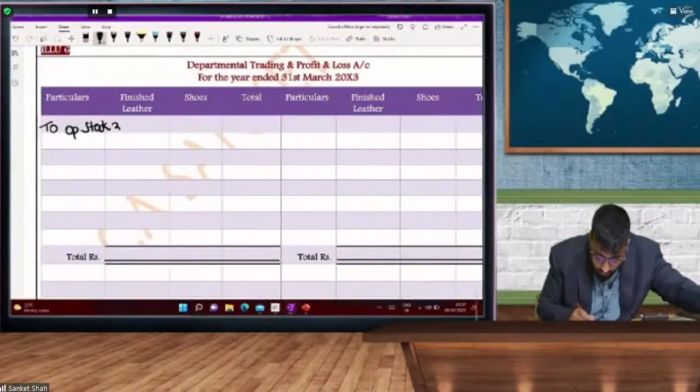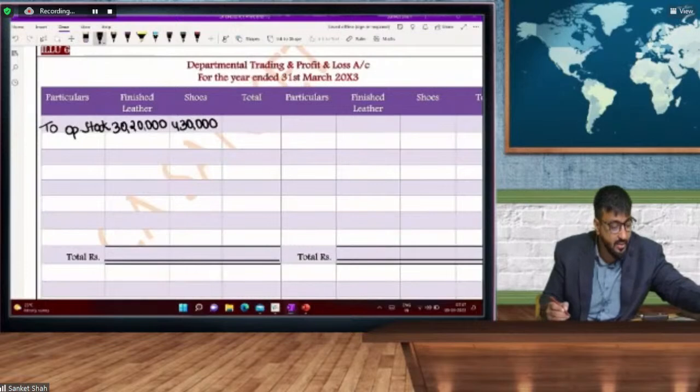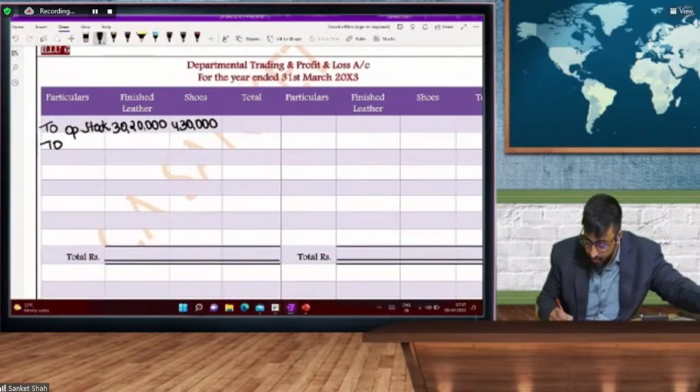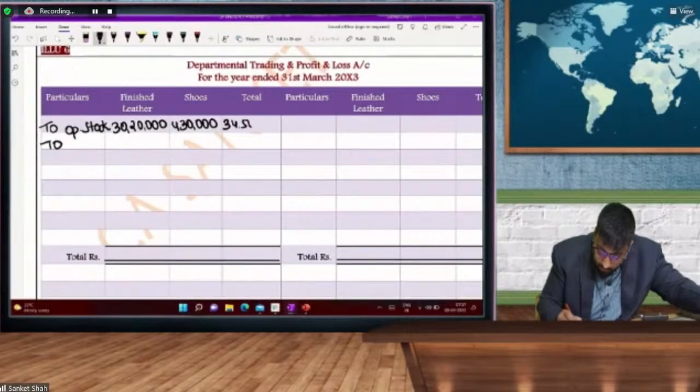To opening stock, don't write it, beta. Okay, yes Pratham ji, what is opening stock? 30 lakh 20,000, and what about 4 lakh? You take it on the calci, beta, you are just watching the session. So tell me: 34 lakh 50,000.